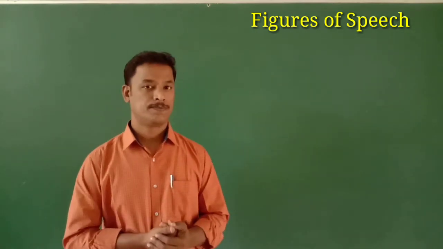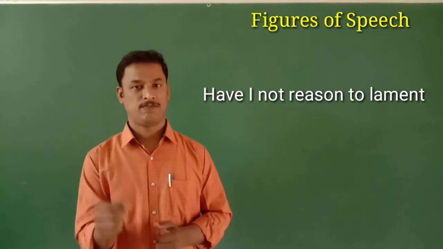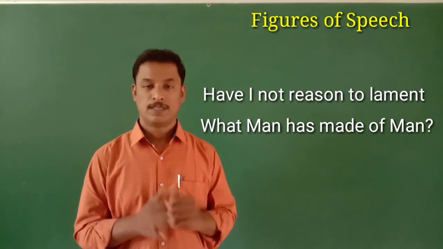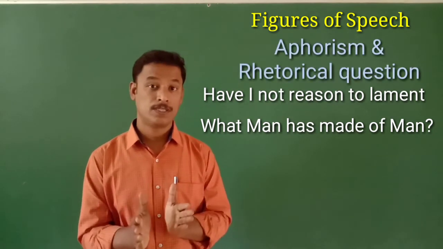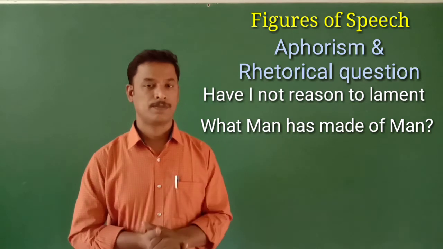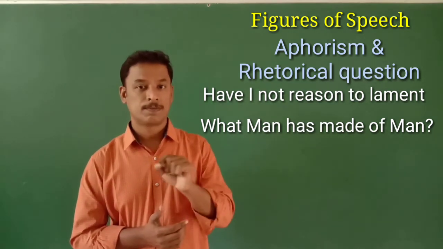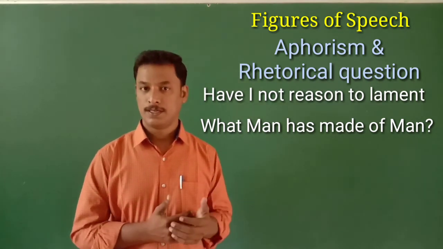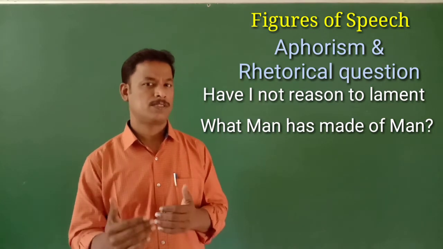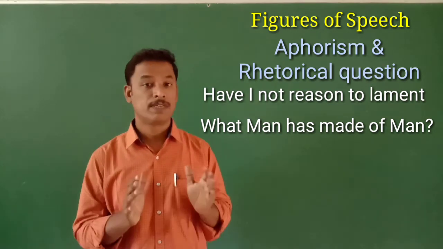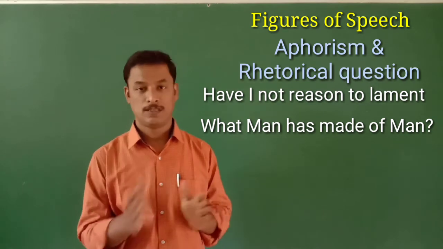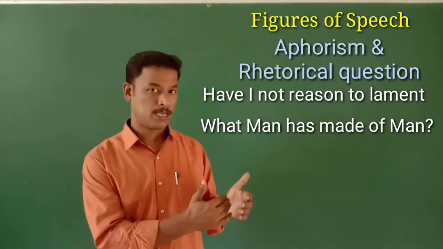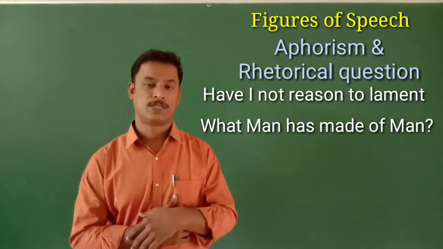In the last stanza, in the last line, he asks a question, "What man has made of man?" Here, the poetic device aphorism is used, because it is a statement that is presented efficiently by the poet. And as this line functions as a question, we can call it a rhetorical question. So, another figure of speech employed in this line is the rhetorical question.